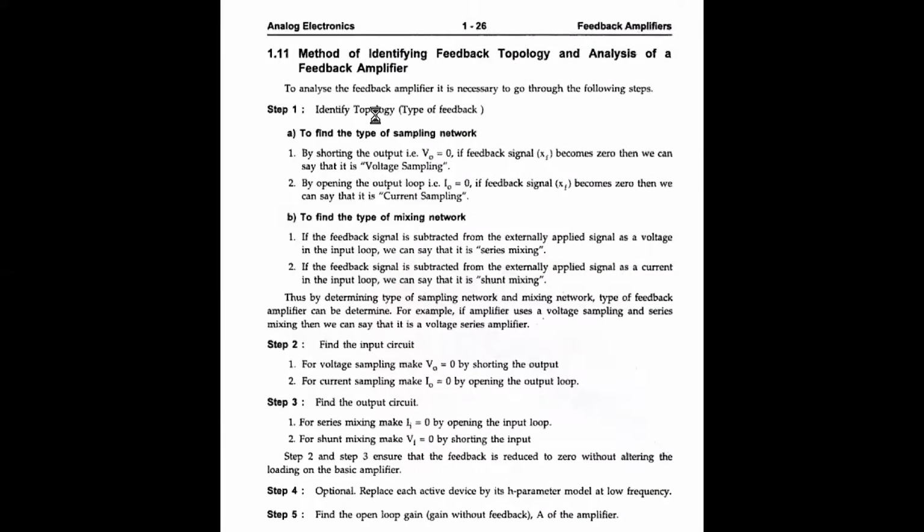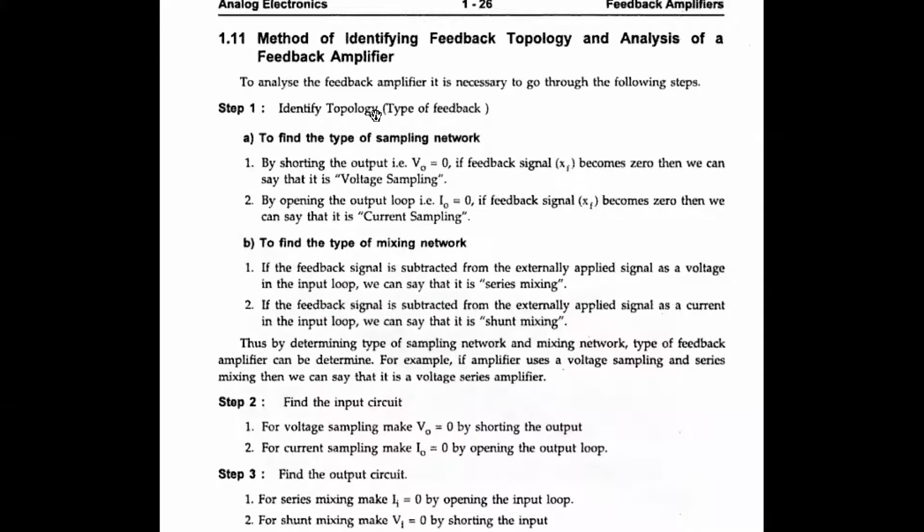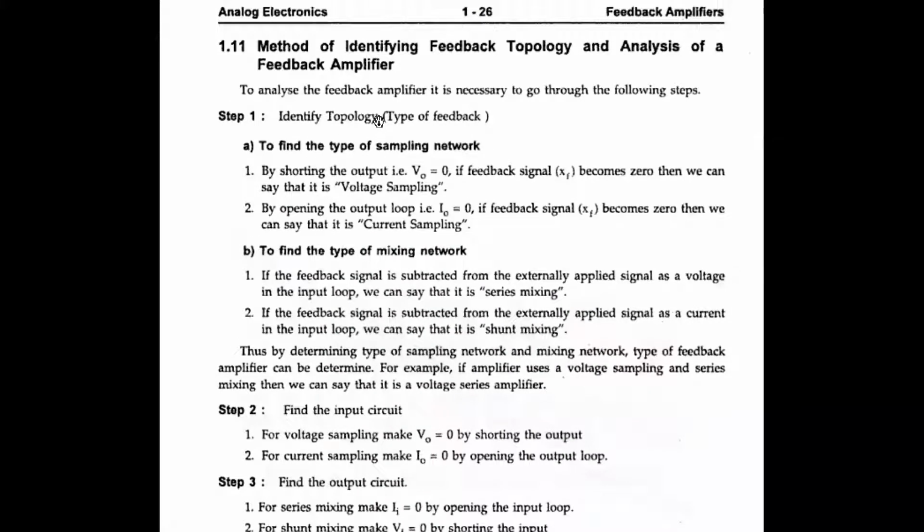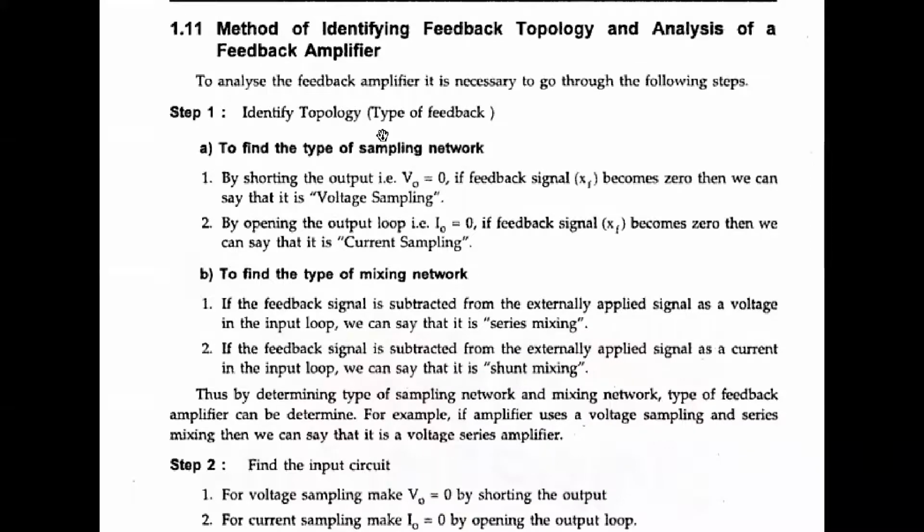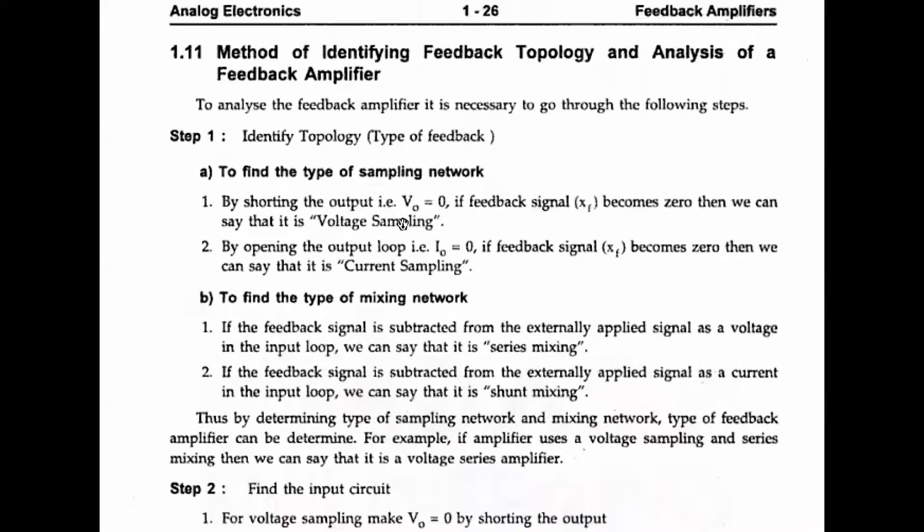These are the rules. A very important concept: the method of identifying feedback topology and analysis of feedback amplifier. To analyze the feedback amplifier, it is necessary to go through the following steps. First, identify the topology. What is the feedback in the circuit? How to identify? These are the steps.